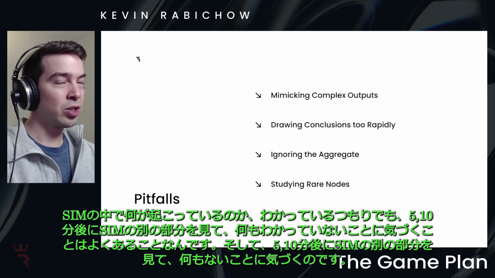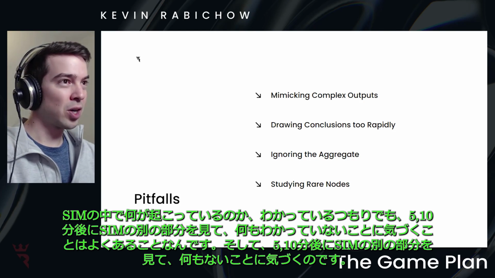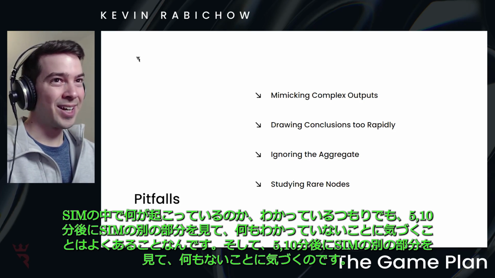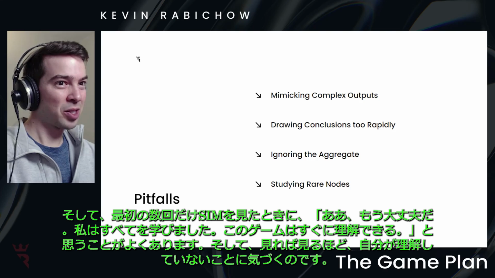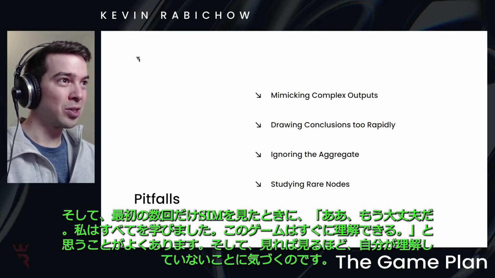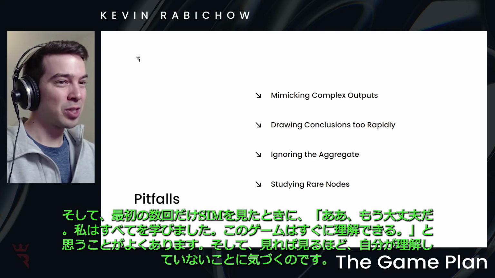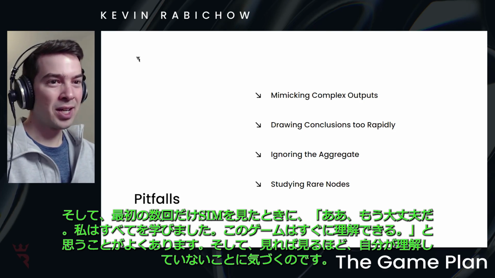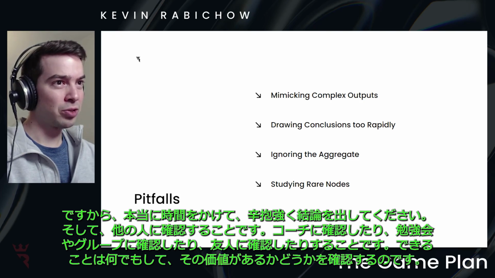It's quite easy to think that you know what's going on in a sim, and then 5-10 minutes later, look at a different part of the sim and realize you know nothing. Very often we go through this process where the first few times you look at a sim, you start thinking, oh yeah, I've really got it. I'm learning everything so quickly. I understand this game. And then the more you look at, the more you realize you don't understand. So really take your time, be patient with drawing conclusions, and just check with other people, right? Check with your coach, check with your study group, check with your friends. Whatever you can do to verify, it's worth it.